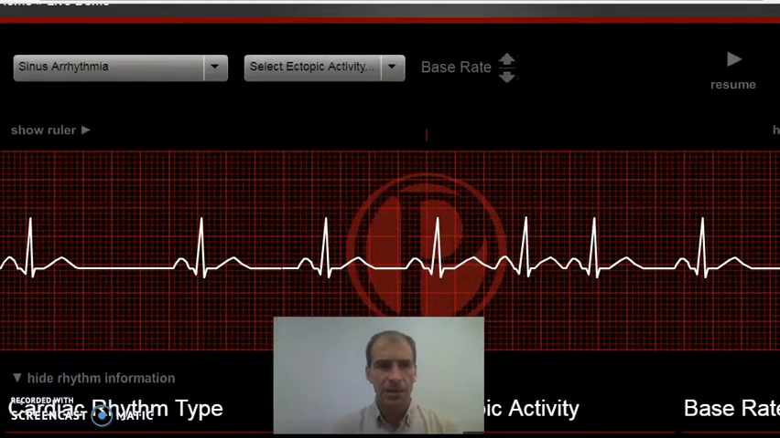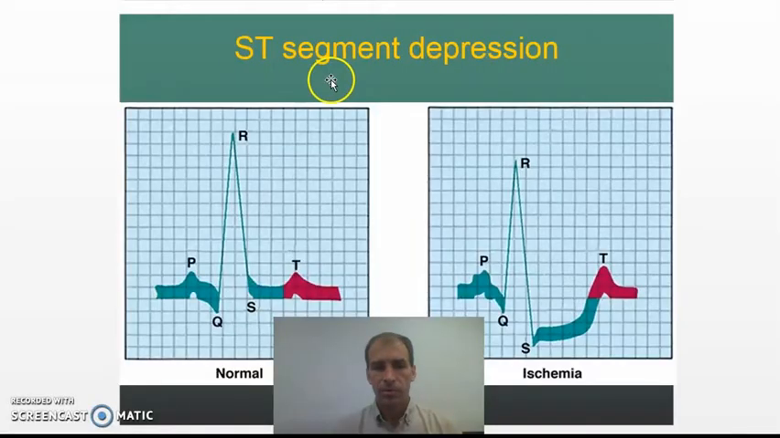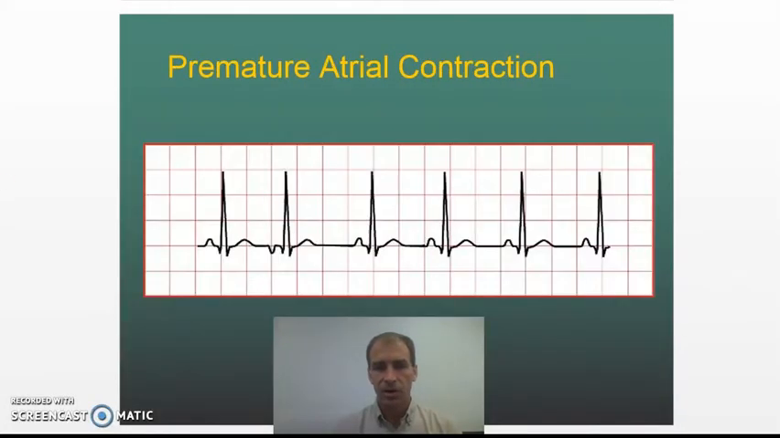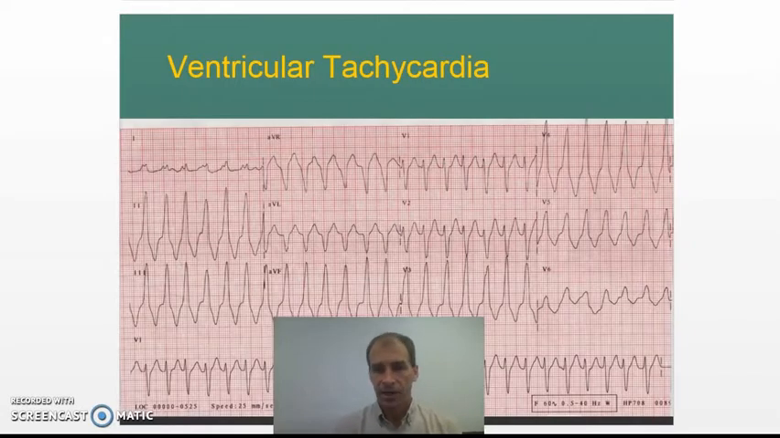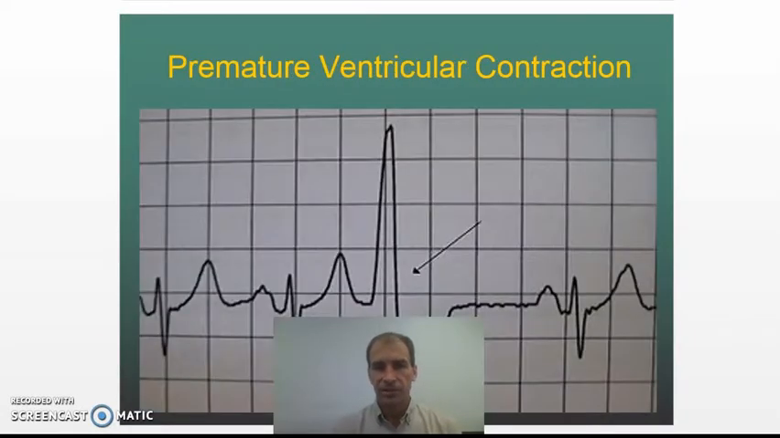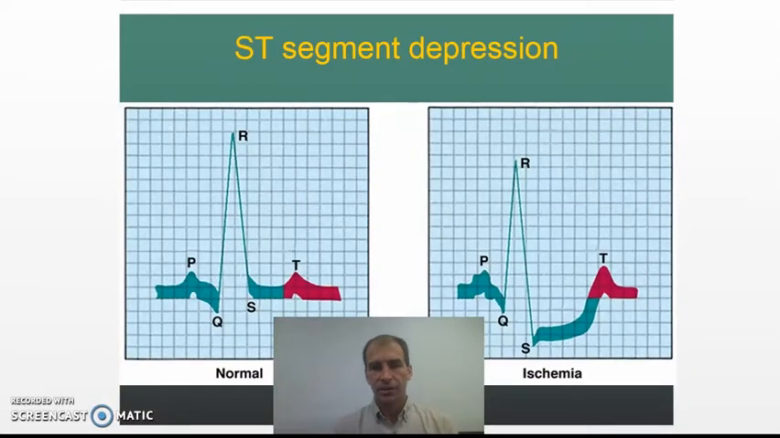There's some other examples in your notes here as far as some other arrhythmias you can look at. Ventricular fibrillation, ventricular tachycardia we talked about, PACs, PVCs. So you can take a look at that. In the next lecture, we're going to review a little bit of the Fick equation, and then I'll finish up this chapter.